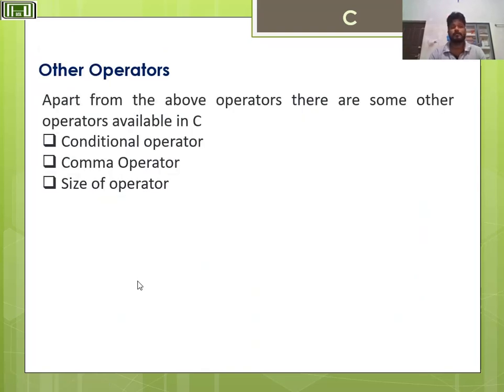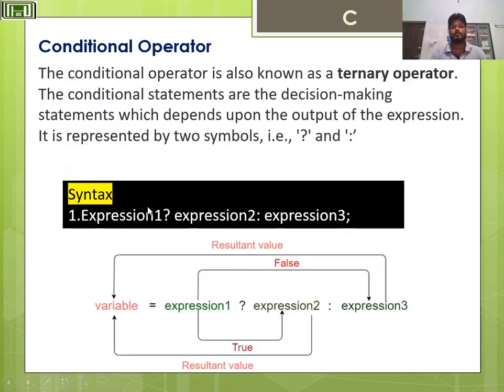Now we are going to discuss some other operators in C programming language. These are conditional operators, comma operator, and sizeof operator. First one, we are going to deal with conditional operator. This is also known as a ternary operator. In this, the conditional statements are the decision making statements which depend upon the output of the expression. It is represented by two symbols, question mark and colon. Here is the syntax: expression 1, then question mark, expression 2, colon, expression 3. Expression 1 is the condition checking statement, then expression 2 and expression 3 are the output statements.